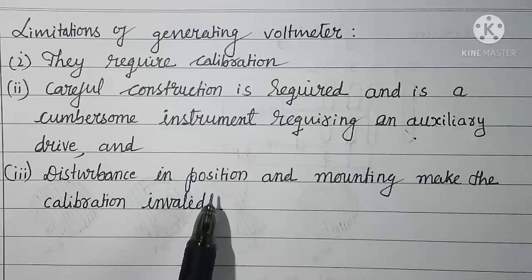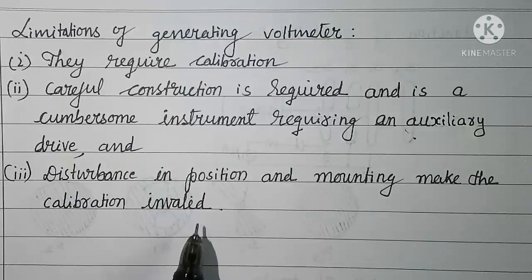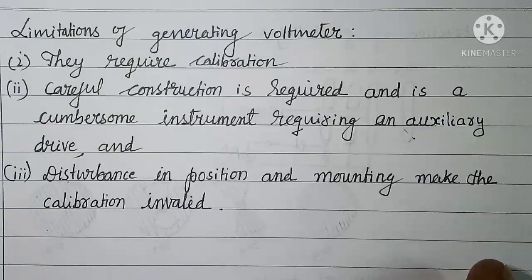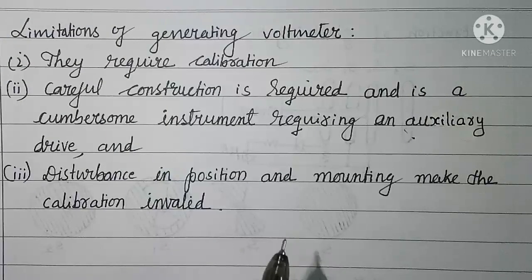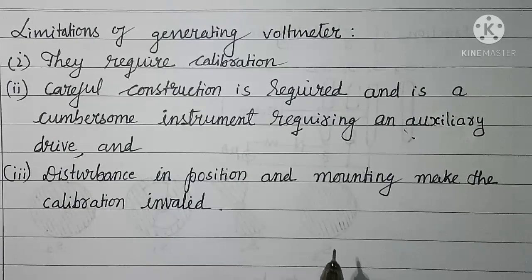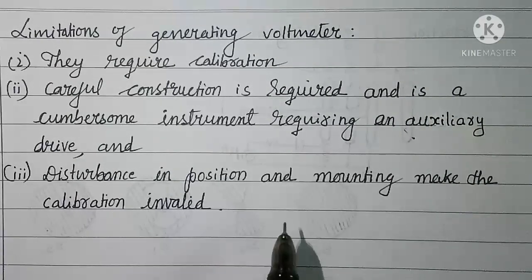Third one, disturbance in position and mounting make the calibration invalid. See, once the instrument is calibrated, that is if the scale of ammeter is converted into voltage scale, and then if the distance between the plates is changed, there will be change in the capacitance value, and the calibration made will become invalid, or there will be a lot of error involved in the measurement. So these things are to be kept in mind.